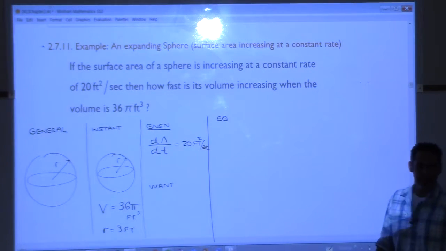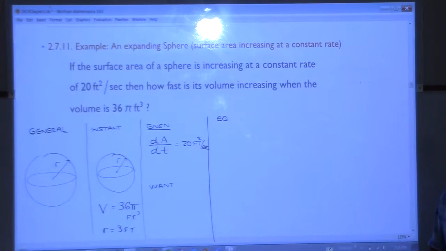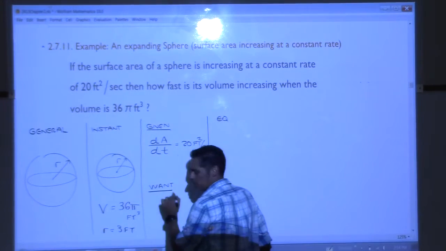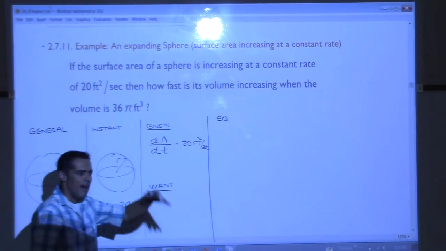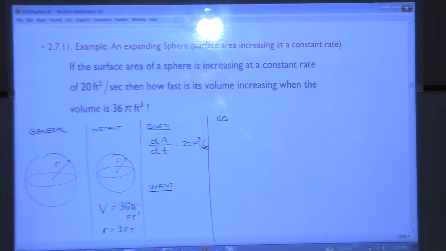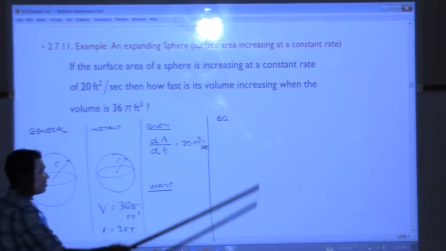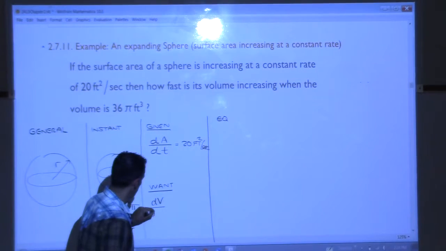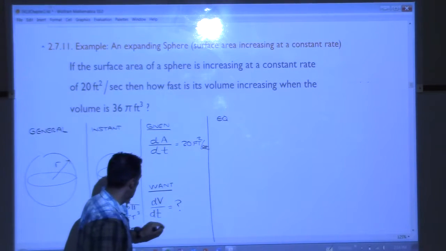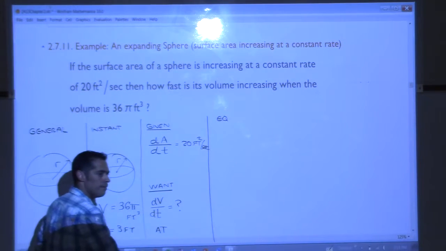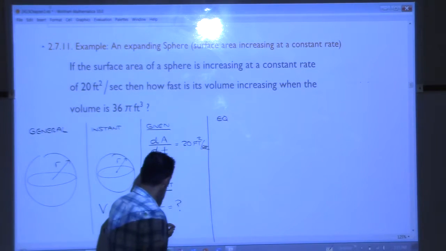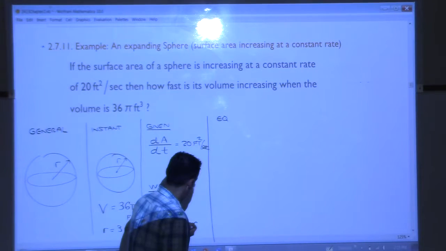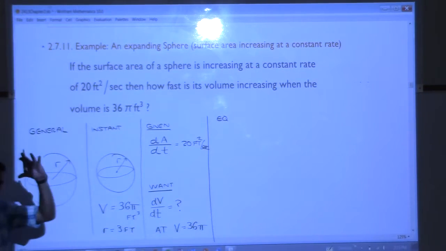And what is it that we want? I'm going to let you off the hook here in just a second. What is it that we want? So somewhere in there it's going to say like how fast or something like that. Volume, right? How fast is the volume increasing? So we want to know dV dt. And what do we want to know that at exactly the moment that what? When the volume is 36 pi. Okay, that all make a little more sense?